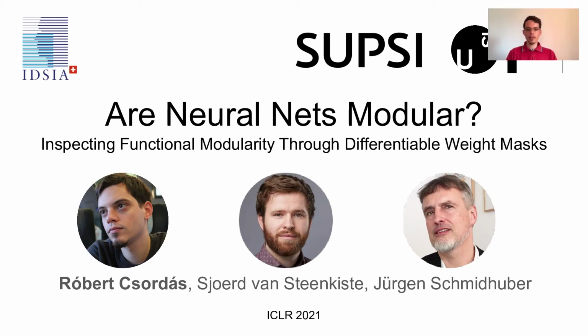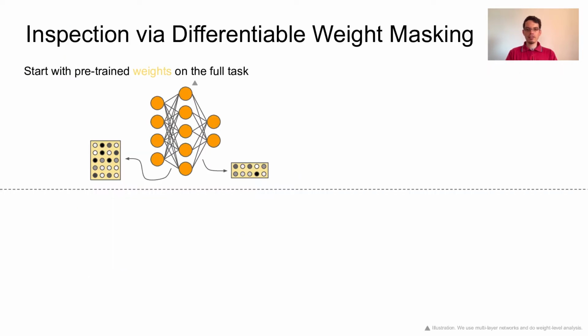Hello everyone, my name is Robert, and in this work we present an empirical study investigating the functional modularity of neural networks. This is done via a novel neural network inspection method based on differentiable weight masking, which is generally applicable to any neural network.